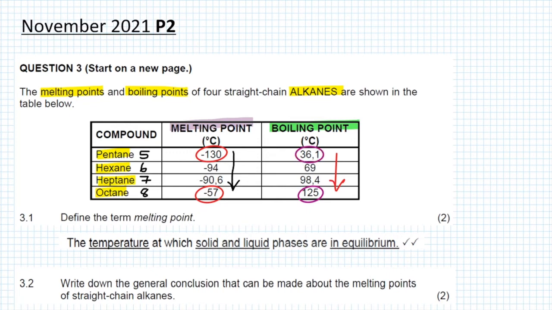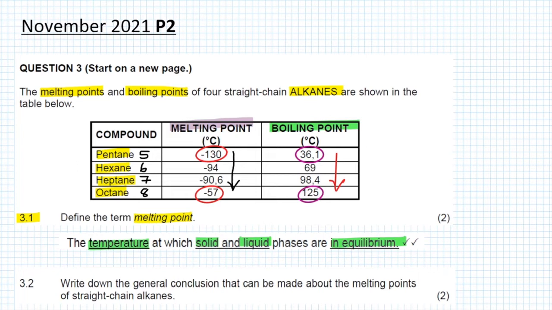Question 3.1 now says, define the term melting point. You learned about melting point in grade 10 already, grade 12s. So you should be able to define this term very easily. We say that melting point is the temperature at which solid and liquid phases are in equilibrium. And for writing this down with the underlined bits, you're going to get 2 marks.